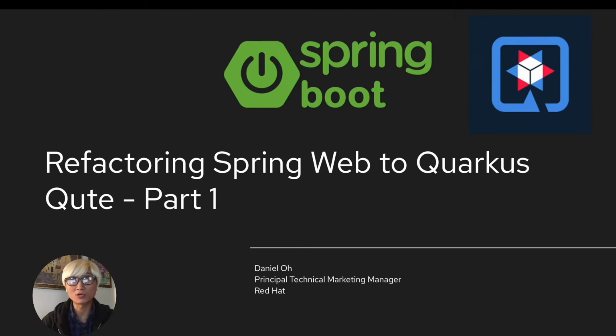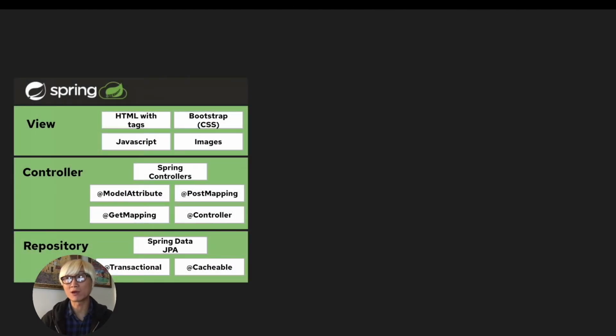Quarkus Qute is a templating engine designed specifically to meet Quarkus needs, which means the usage of reflection is minimized to reduce the size of the native image, and the API combines both imperative and non-blocking reactive styles of coding. So as you can see here, we use a Spring Boot application.